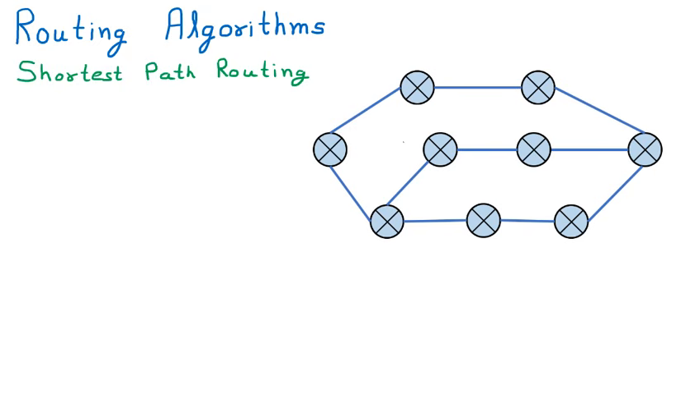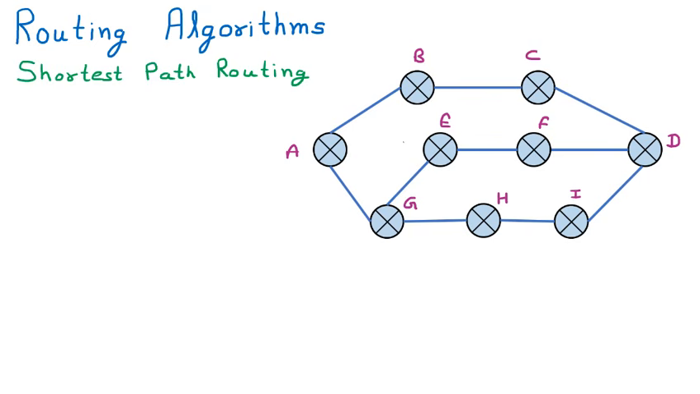So first of all, we have a diagram. Here we assume that there are different routers available. We are assuming that this is router A, then B, C, D. So these are the routers. Then afterward E, F, G, H, I. So these are the routers which are available in this diagram.